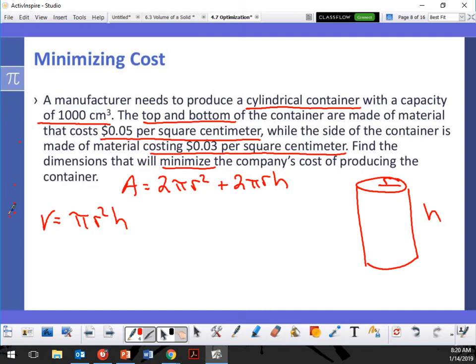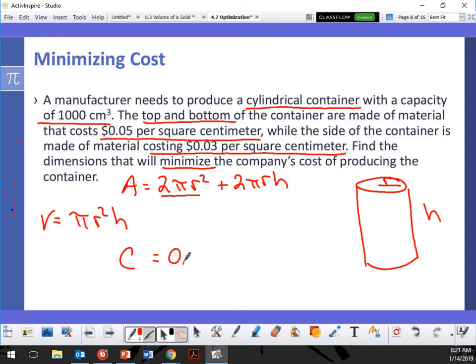So I'm going to make another equation out of this. So it's going to be the cost, right? So cost would equal, now this is the top and bottom, right? What's the cost of the top and bottom? 0.05. There we go. 0.05, my bad.